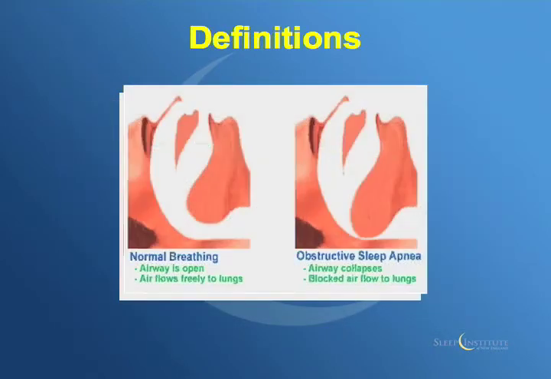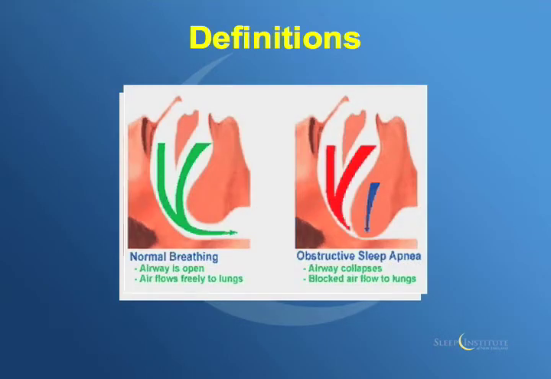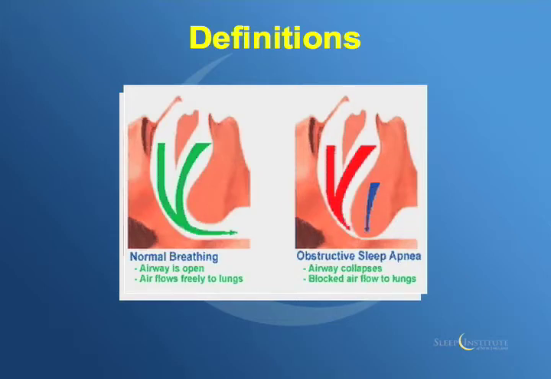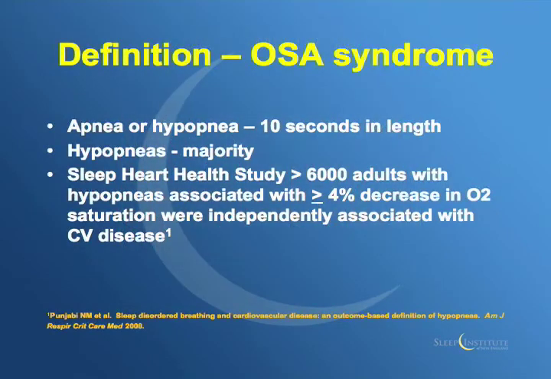This is a pictorial of what is happening in terms of the airflow, normal breathing through the nasal passages and the mouth, going down into the lungs, nice, nice airflow going through. This is where the obstruction happens, usually in the posterior pharynx. So by definition, apneas or hypopneas need to be about 10 seconds or more in length and associated by 3 to 4% drops in oxygen levels.